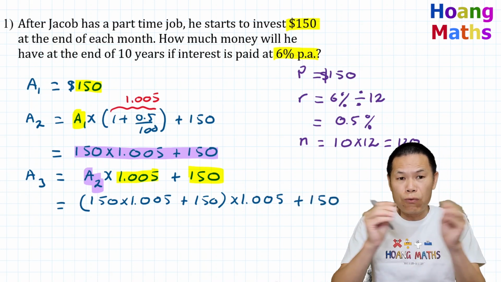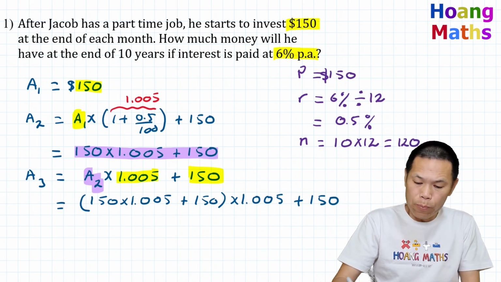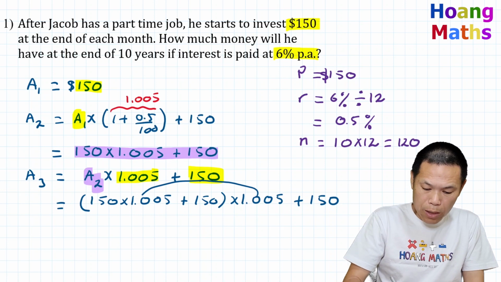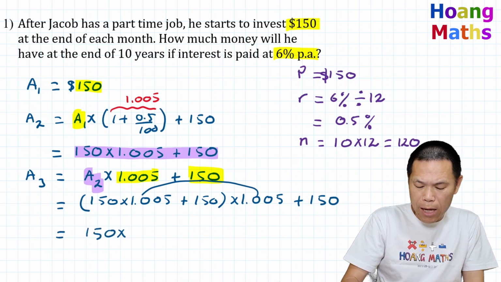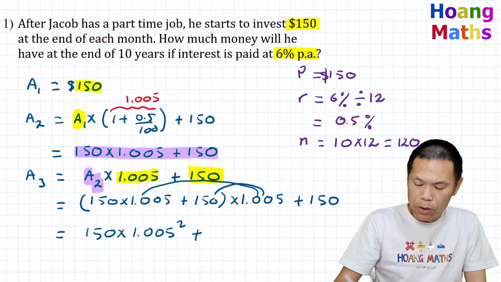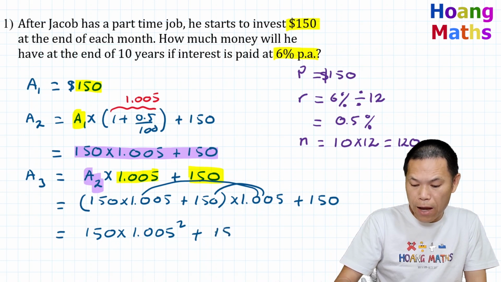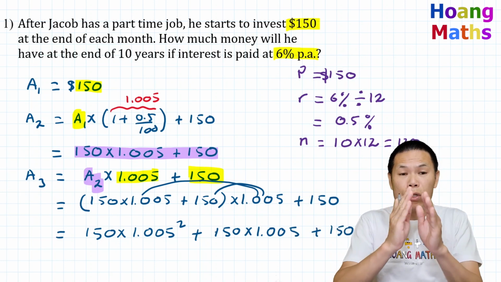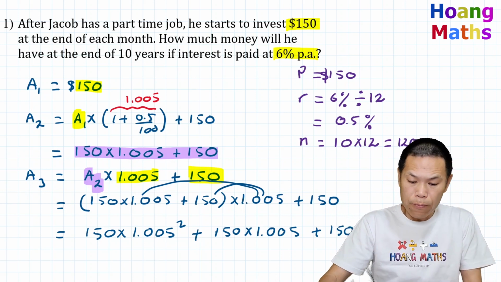So let me just rewrite it out in an expanded form. So we just times this together. That will give me 150 times 1.005 squared, and we times this together to give me 150 times 1.005, and we add 150. So let me just rewrite in ascending order.